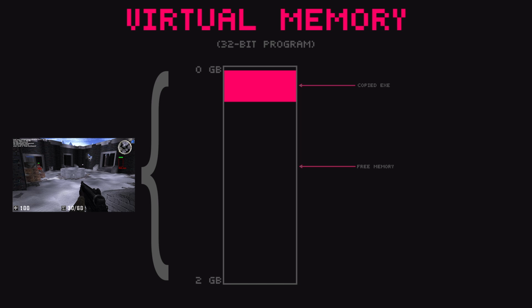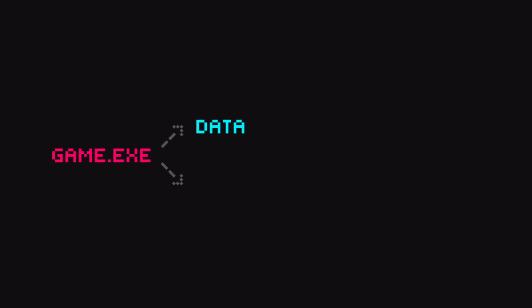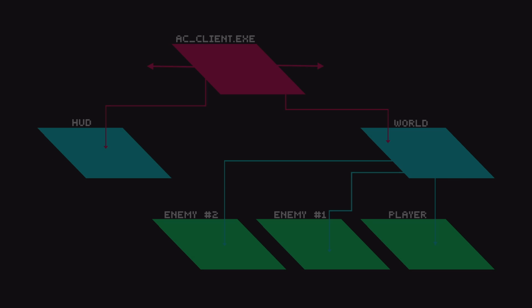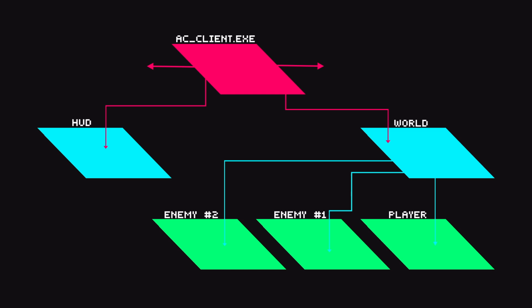Let's first delve into the copied exe. This copied exe consists of 2 crucial components: data and game code. Data holds information that may be useful for our cheat, while game code can generate new data. In this visualization, the top part represents the game in pink.